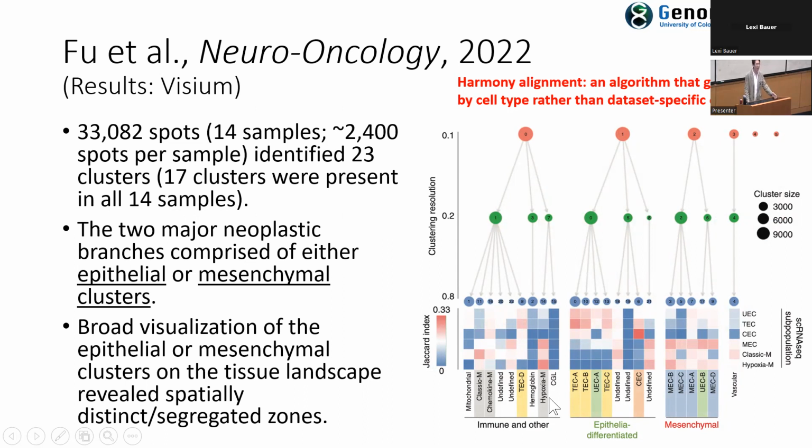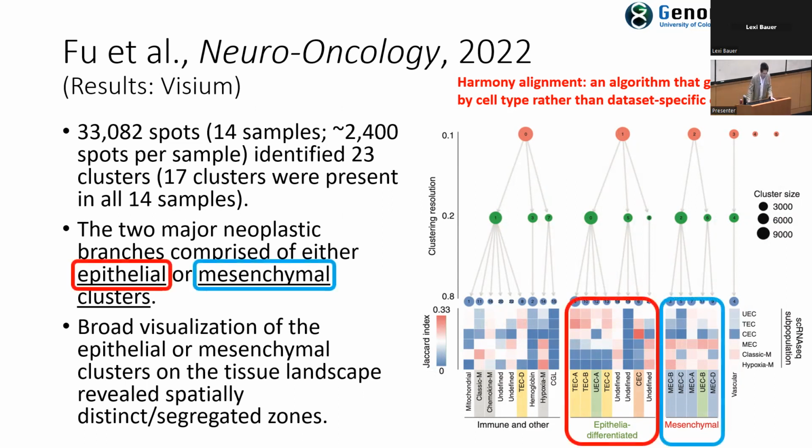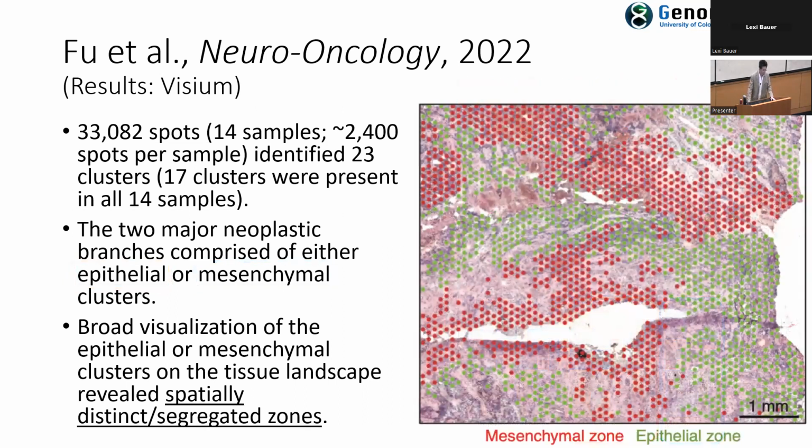That's in line with what we would expect, hopefully, and the data is kind of consistent. So that's great. But oh yeah, there it is. So there's the epithelial and the mesenchymal. But here's where the beauty of spatial transcriptomics comes in. What they found is that when you then take those epithelial and mesenchymal clusters and actually map it back onto the tissue itself, so broad visualization, what they find is that the epithelial or mesenchymal clusters on the tissue landscape is spatially distinct or segregated into zones.